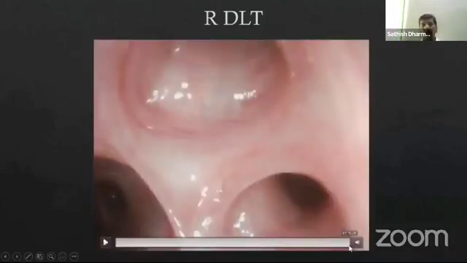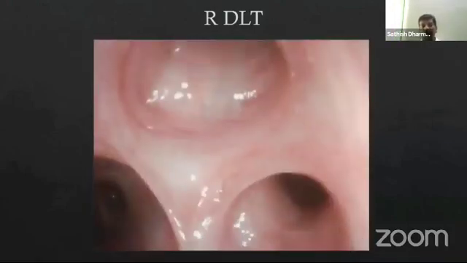Even after the patient is positioned in the left lateral or right lateral position, again you need to confirm the position because the tube can slightly move up and down. So you need to realign it with the help of the fiber optic bronchoscope.